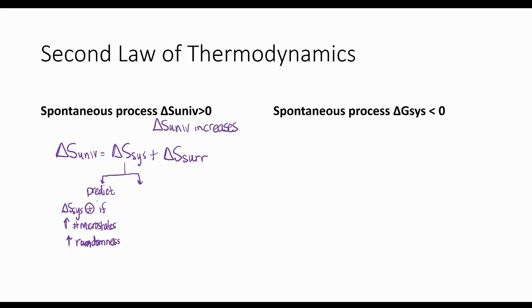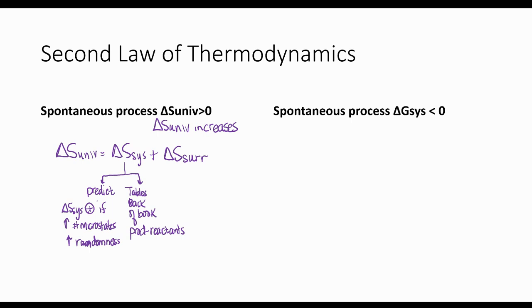Okay, so the other thing that we learned from the previous PowerPoint video is that delta S of the system can be found from the tables, right? Using the tables in the back of the book. And then products minus reactants using the coefficients.